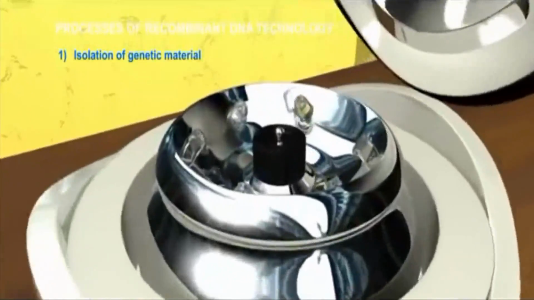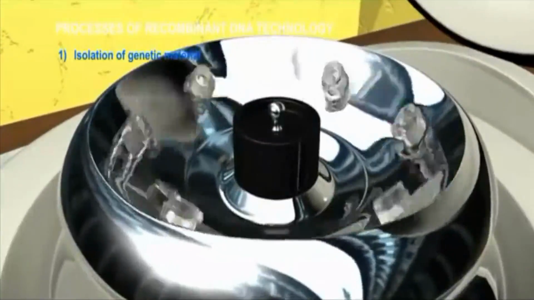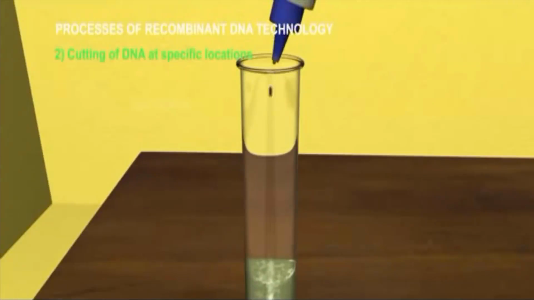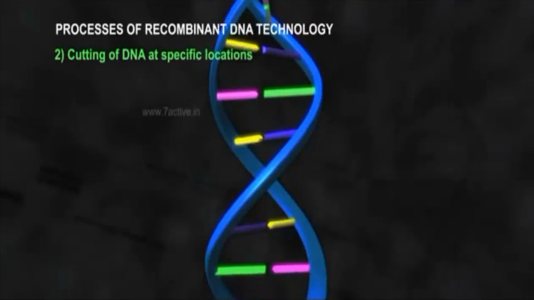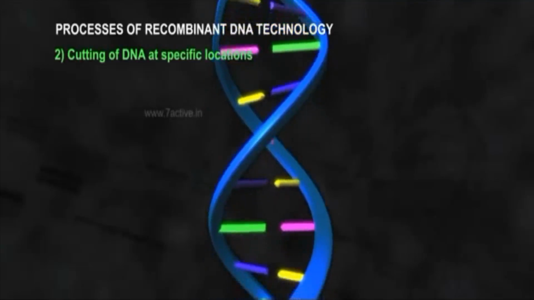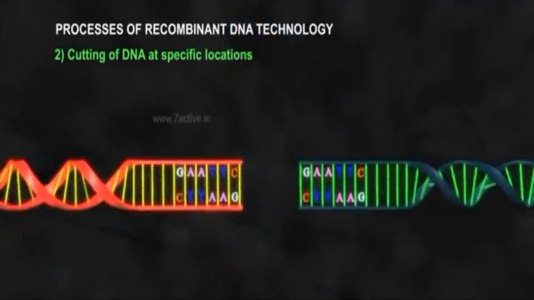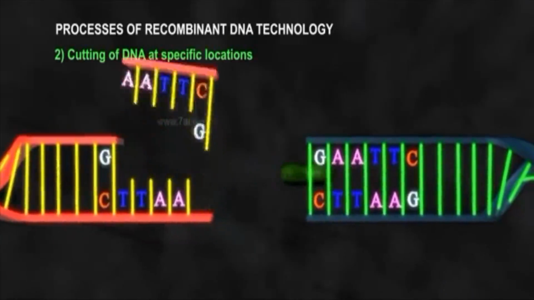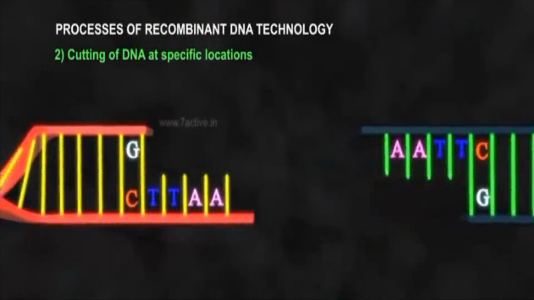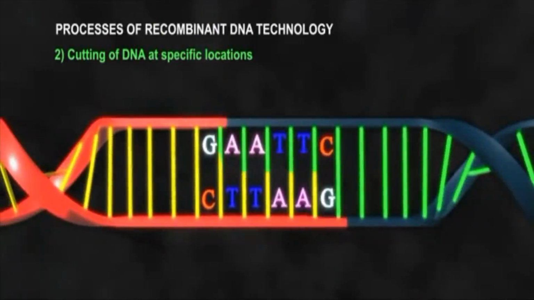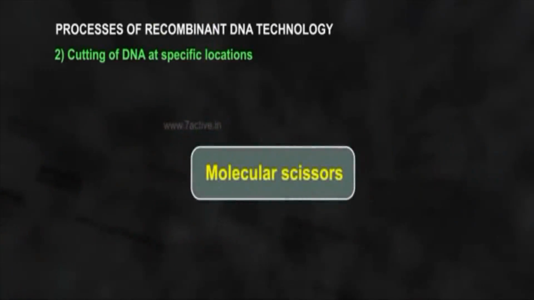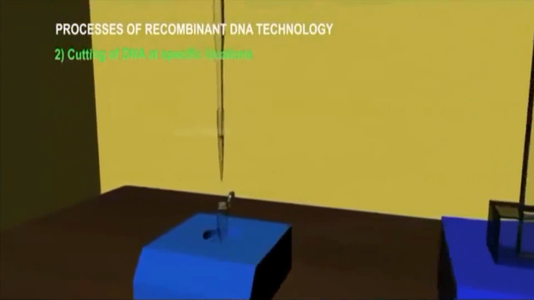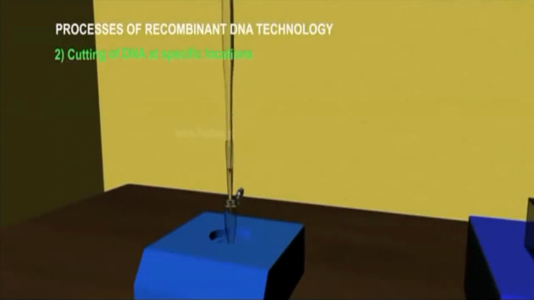Ultimately, purified DNA is precipitated out after the addition of chilled ethanol. The DNA is cut into a number of fragments by restriction enzymes, which inspect the length of DNA, then bind to the DNA and cut each of the two strands of the double helix at specific points. These are called molecular scissors. Over 250 restriction enzymes have been isolated so far.